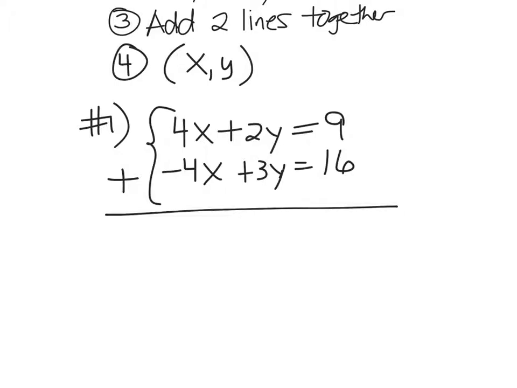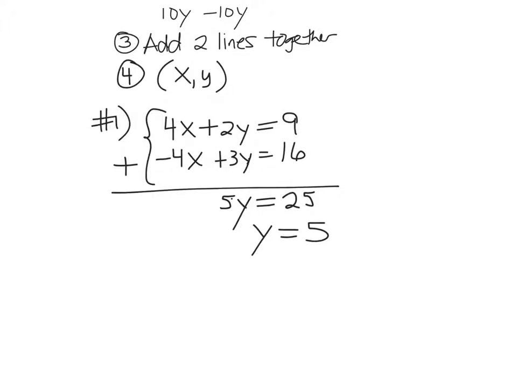If they're set up in standard form, then all you have to do is add the columns going down. So 4x and negative 4x, those eliminate, hence the word elimination. 2y plus 3y is 5y. And 9 plus 16 is 25. So y equals 5.